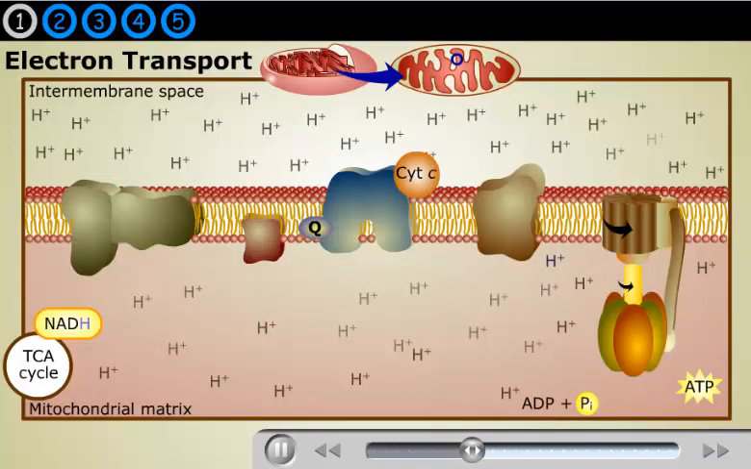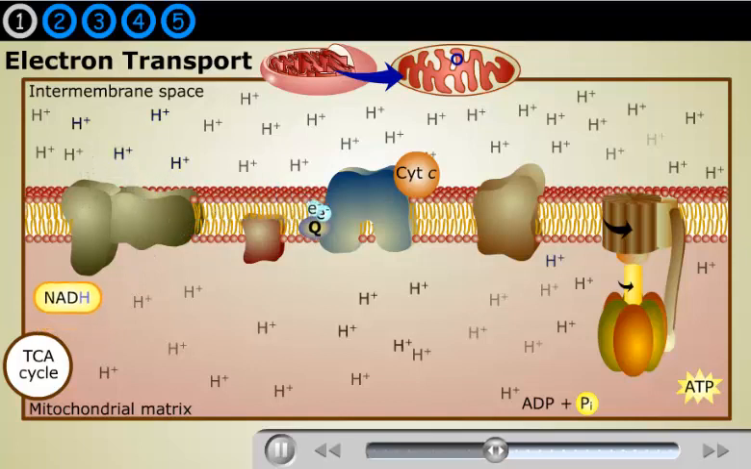Energy is released when electrons are transferred from energy-rich forms of carbon to molecular oxygen. Electrons are represented with the small letter e and a minus sign. How is this energy used to make ATP?